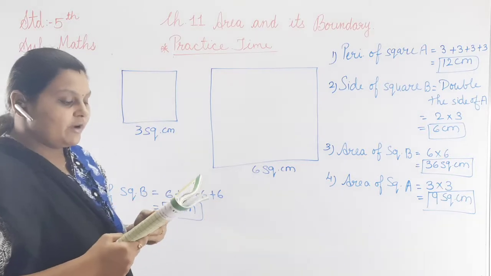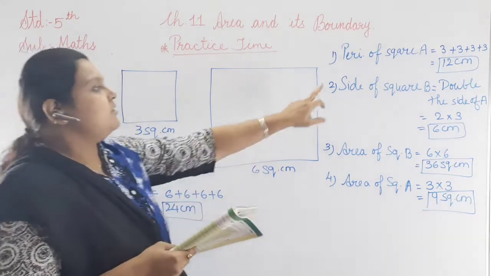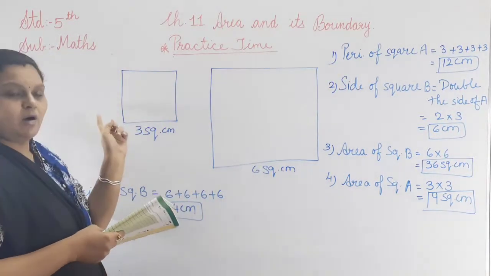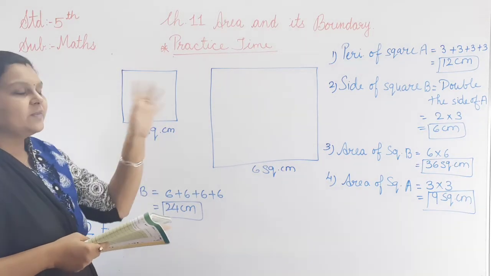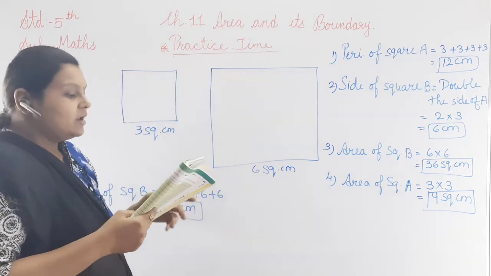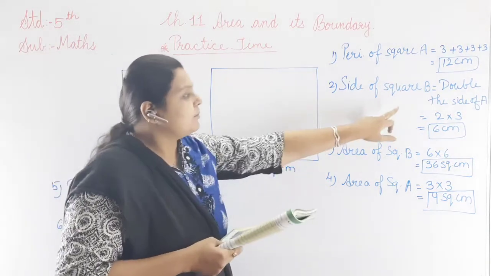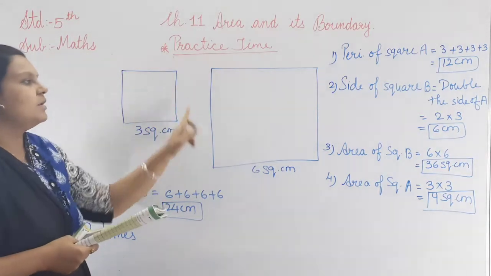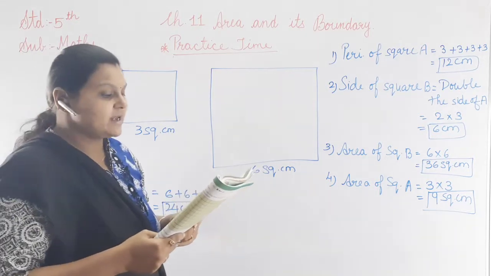Now we have to find out perimeter of square A. So perimeter of square A means addition of all the sides, sum of all the sides, 3 plus 3 plus 3 plus 3, that is 12 centimeter. The side of square B is equal to double of side A. What we have done over here? We have done a double of this. So 2 into 3, that is 6 centimeter.